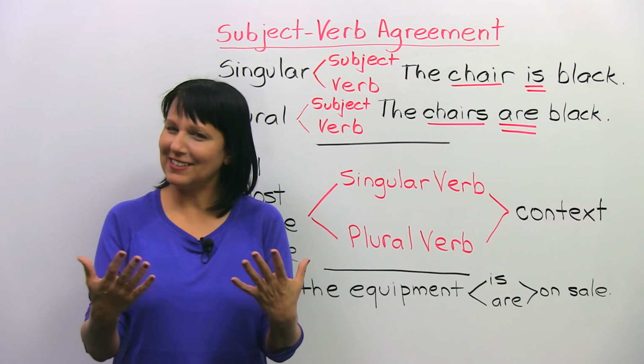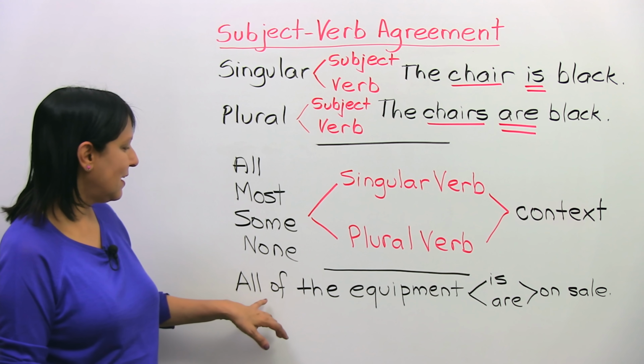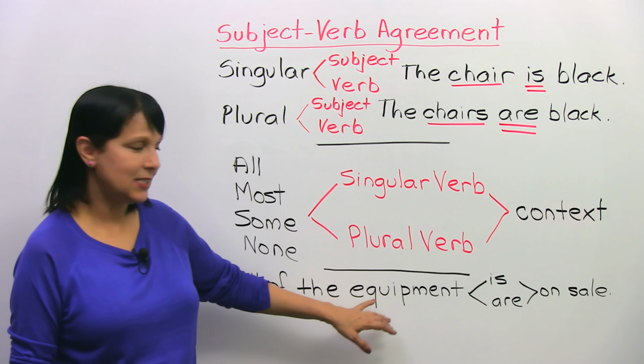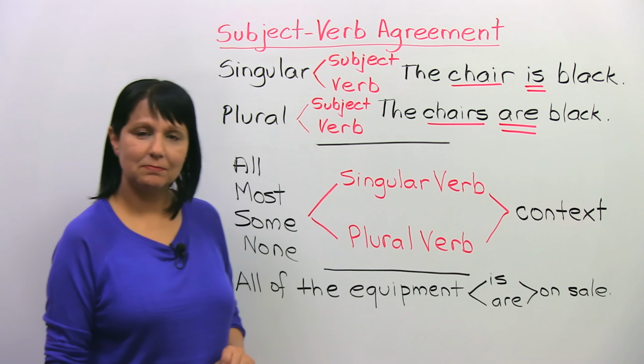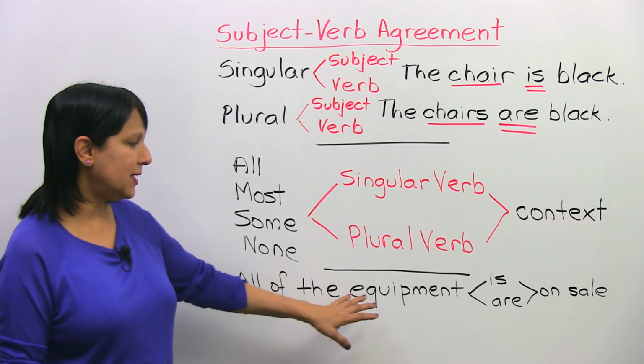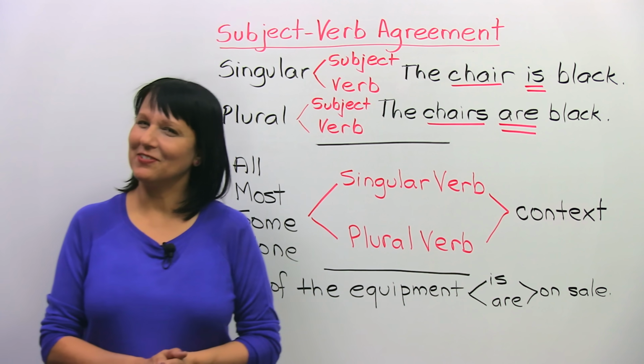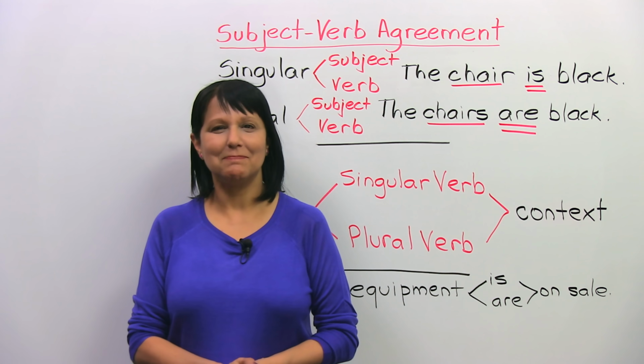To get you started thinking about this subject, look at this sentence, okay? All of the equipment is on sale. Is that correct? Or should we say, all of the equipment are on sale? Think about that for a second, and I'll be back to explain.